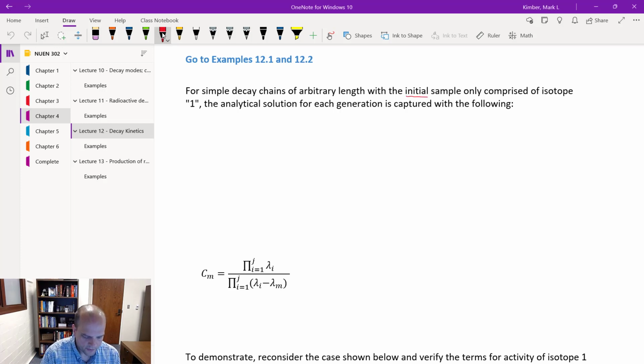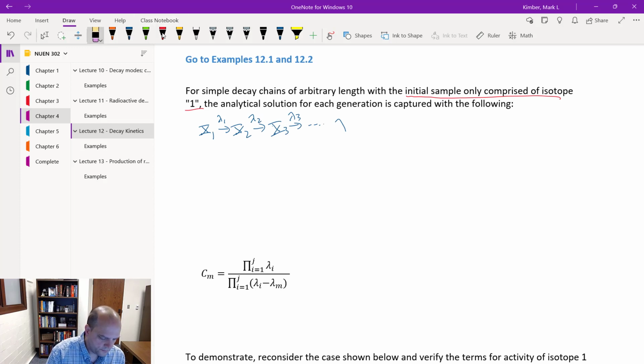But one thing to be mindful of is the assumption that this expression is going to be rooted in. In other words, the initial sample has 100% of its atoms being that of isotope number 1, the initial parent. And so what this looks like is we have X1 decaying to X2, which then decays with decay constant of lambda 1 and then lambda 2 to X3. And that'll decay with lambda 3 decay constant.